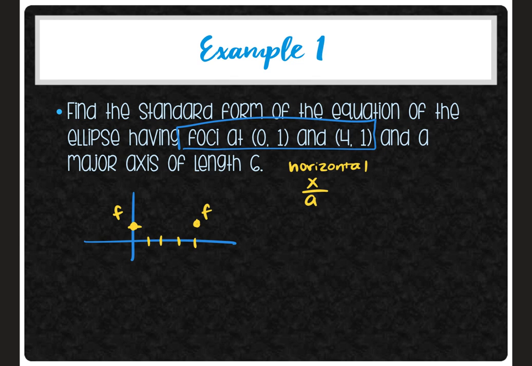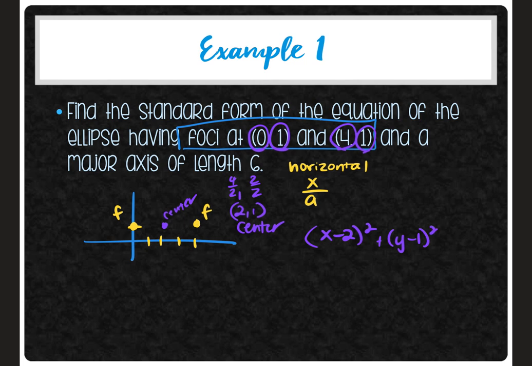So if you draw it out, you can spot it visually. That's my center. If you don't draw it out, you have to find the midpoint. So I would do 0 plus 4, which is 4, divided by 2, and then 1 plus 1, 2, divided by 2. Either way, you get 2, 1. That's your center. So already I can do x minus h squared plus y minus k squared equals 1. Now I just have to fill in my denominators. What else does your foci tell you?